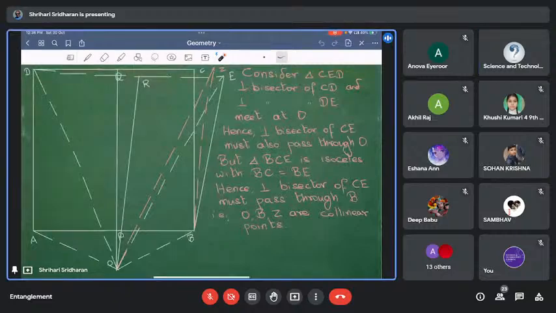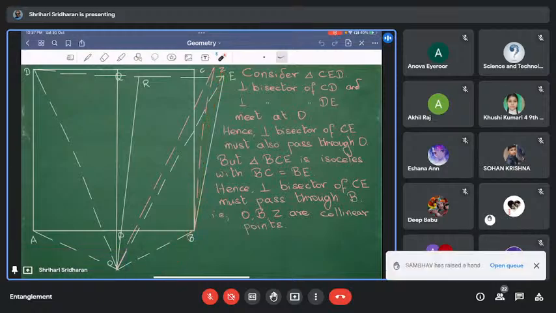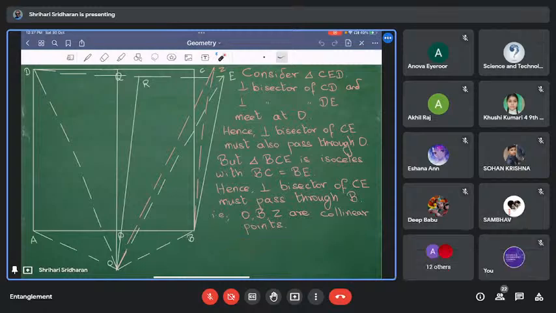So what this actually means is that if you denote this point as Z, then the point Z, B, and eventually O, all these three points should be collinear points.